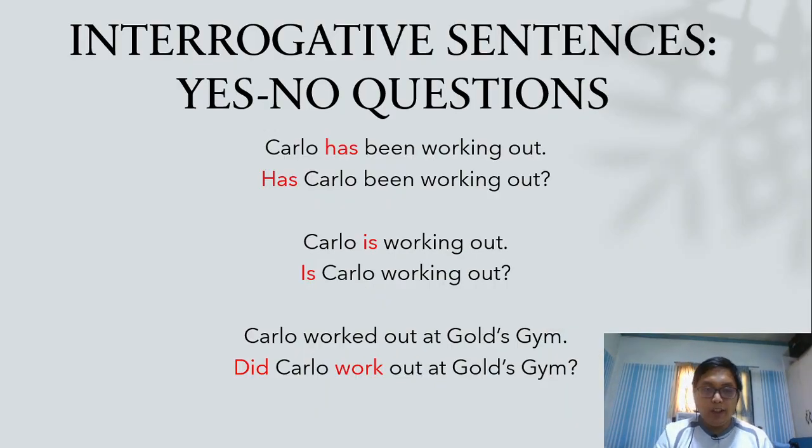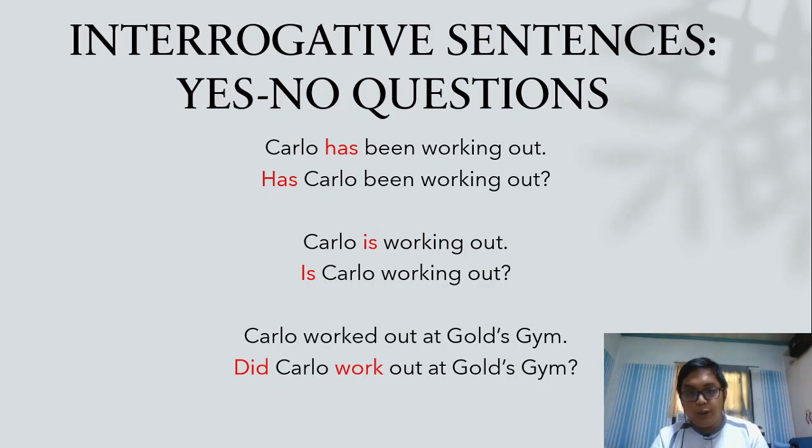Okay, so here we are now on the next part, which is the interrogative sentences. And again, as mentioned in your discussions, there are two basic types of interrogative sentences. The first one, which is what we have here, is the yes or no questions. What we have here are the three types of examples presented to you.